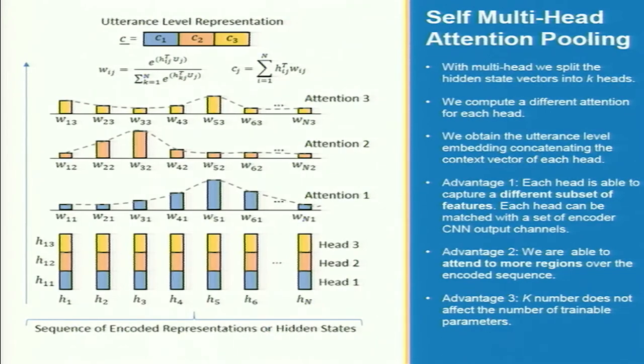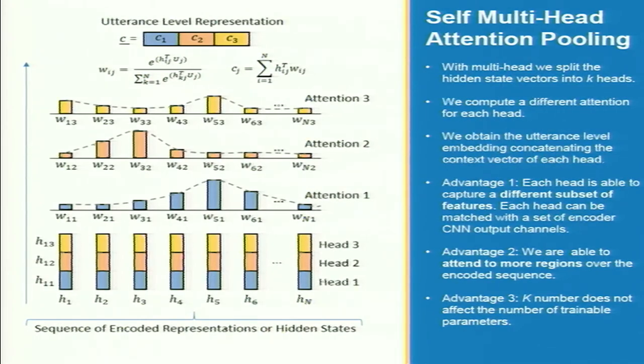So what we propose in this work is self-multi-head attention pooling, also called multi-head self-attention, it depends. What we do in multi-head attention pooling is split the encoder representations, or the hidden states of the encoder, into different heads. Then we compute a different attention for each head and we extract a context vector for each one of these heads. And at the end, the utterance level representation is the concatenation of the context vectors of each one of these heads.